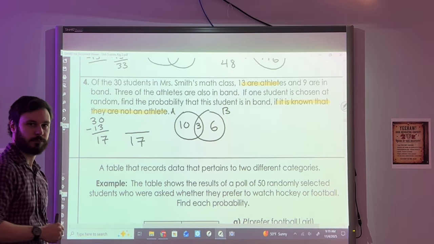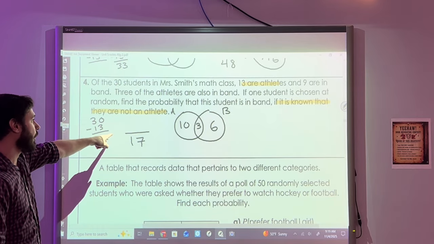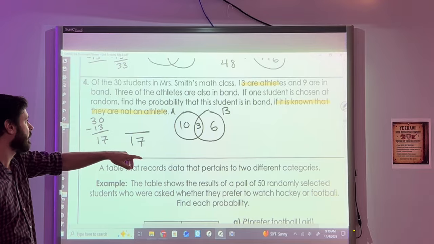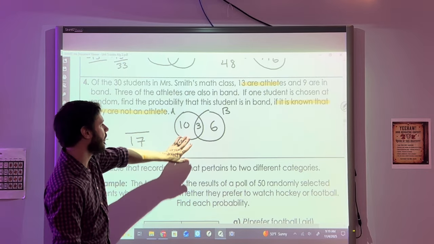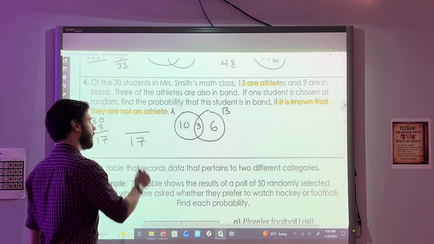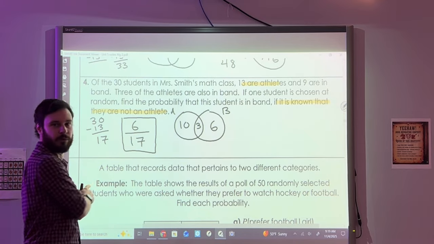17 kids, okay, not athletes. Now, what does it actually want? Find the probability that the student is in band if they're not an athlete. So I don't want any athletes, none. Only 6 kids are in band that are not athletes. That one can be tricky.